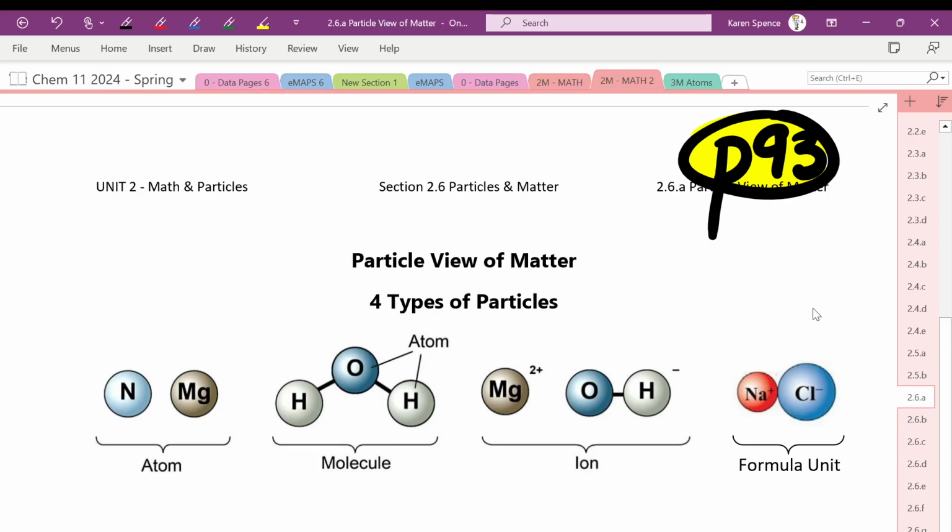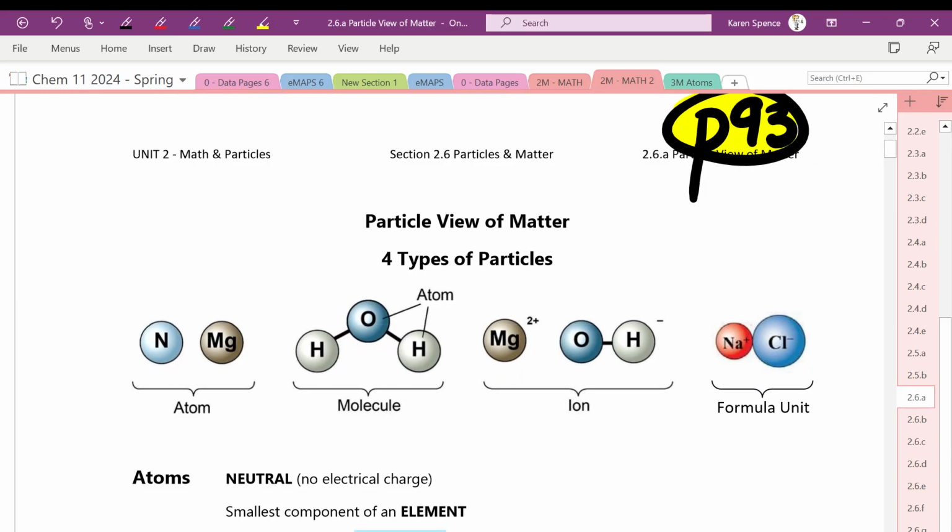All right. Some of this is review. You should know some of this from our last unit and maybe from grade 9 and 10. Yeah, this is page 93. Are you familiar with the terms atom, molecule, ion, and formula unit?